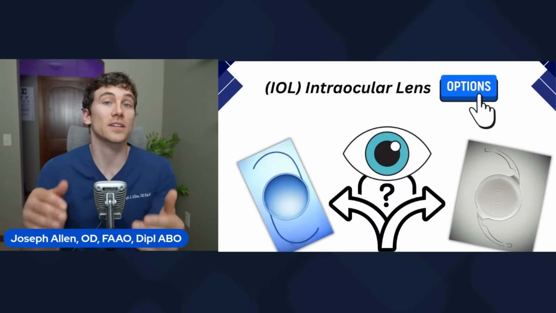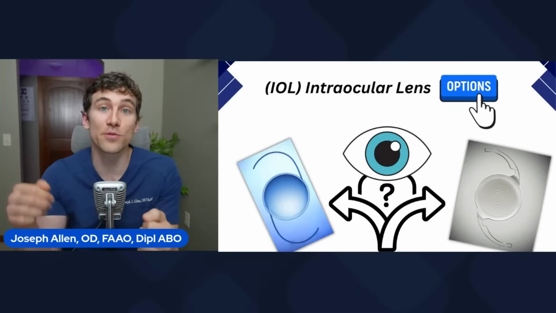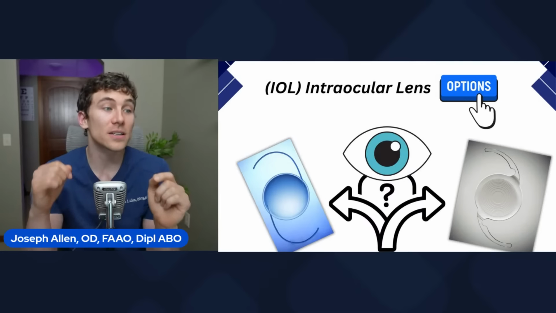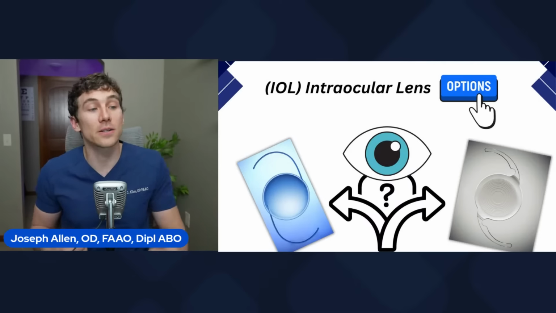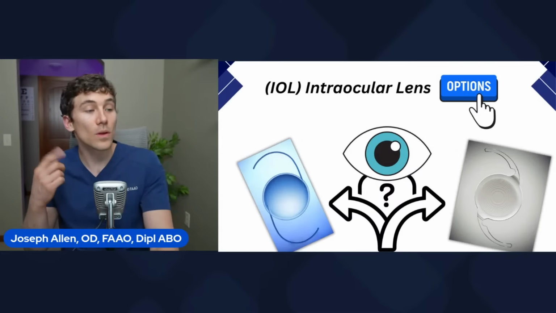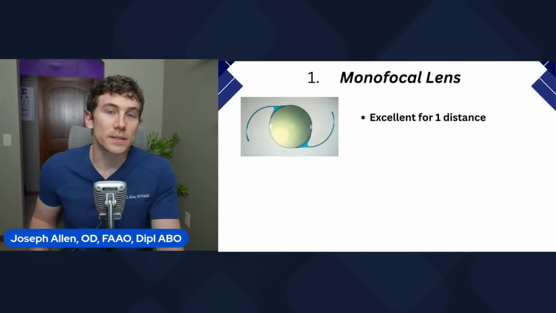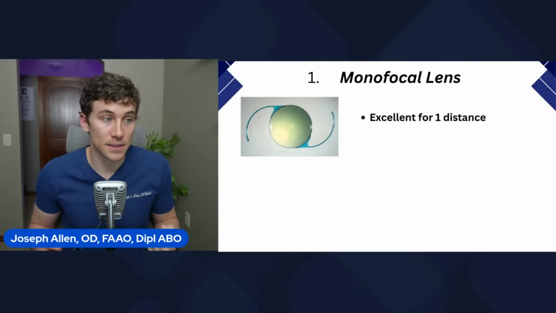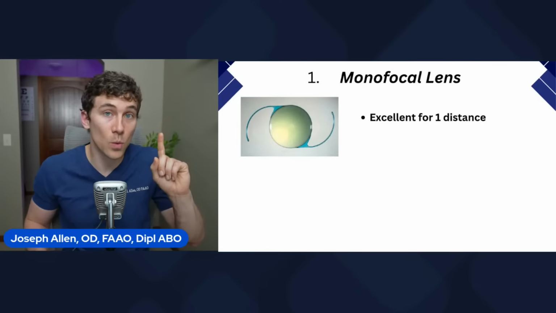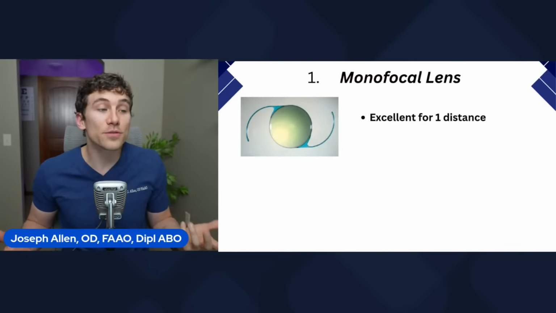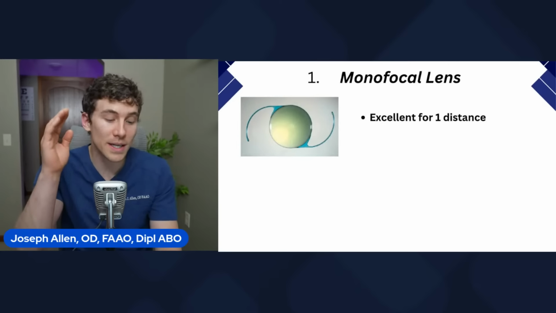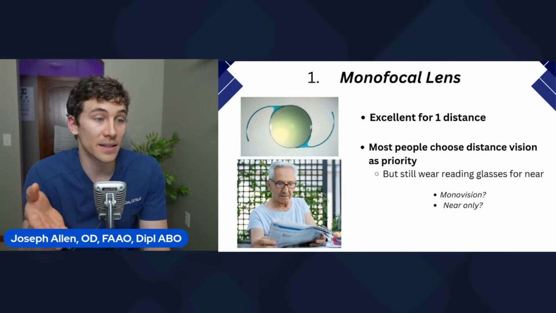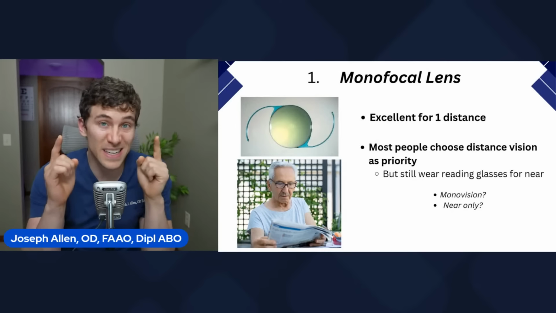So now that we've talked about the options of how traditional cataract surgery is performed, and maybe what would be different if you had the laser cataract surgery, let's talk about the IOL, or intraocular lens implant options. So the most common one that your doctor will talk about and mention first is the monofocal lens. Monofocal, meaning one focus. These monofocal lenses are excellent for just one distance. Most people do choose this lens for both eyes to be their priority in the distance.